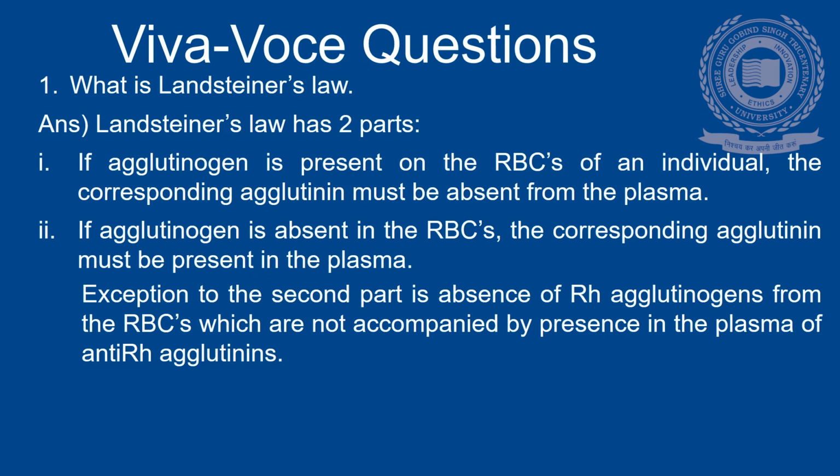This table shows how the student has to tabulate his results after performing the practical and get his blood group from it. One of the common questions regarding this practical: what is Landsteiner's law? Answer is, Landsteiner's law has two parts. Part 1, if agglutinogen is present on the RBCs of an individual, the corresponding agglutinin must be absent from the plasma. And part 2, if agglutinogen is absent in the RBCs, the corresponding agglutinin must be present in the plasma. Exception to the second part is absence of Rh agglutinogens from the RBCs, which are not accompanied by presence in the plasma of anti-Rh agglutinins.